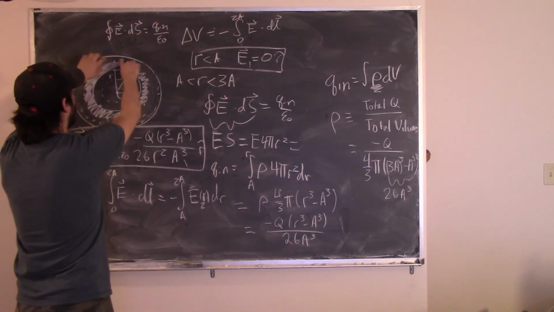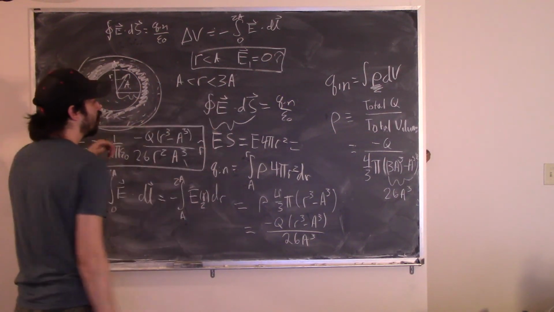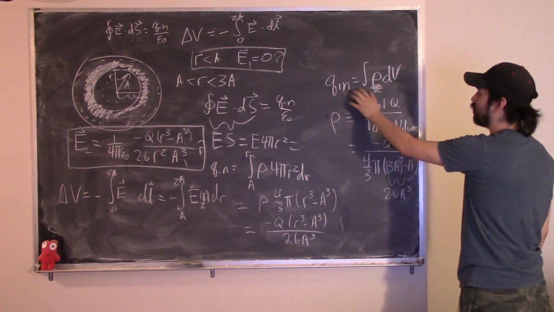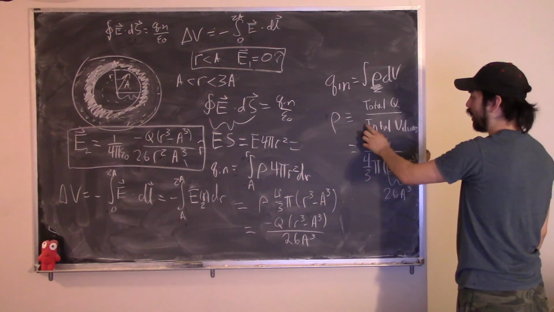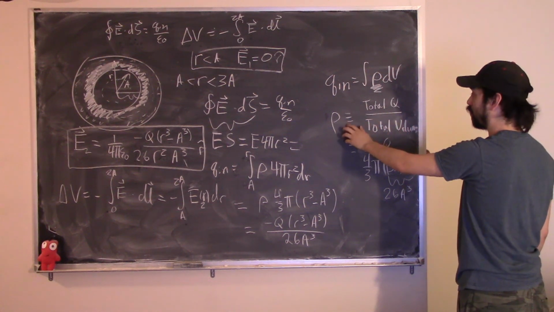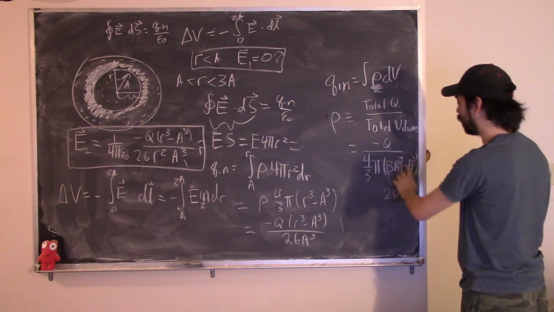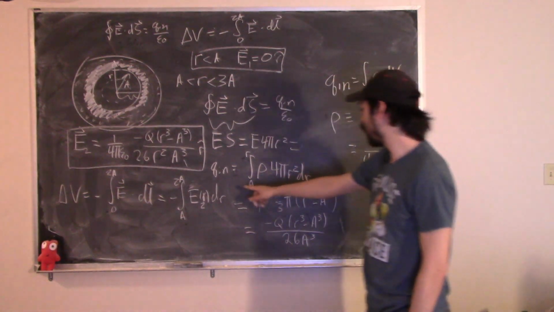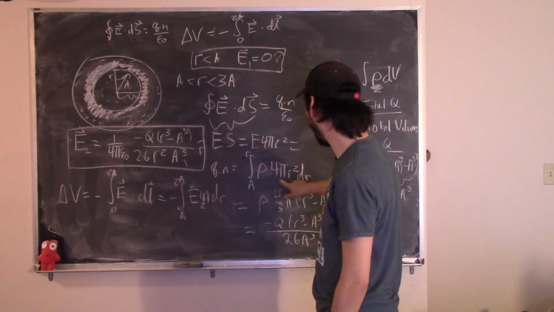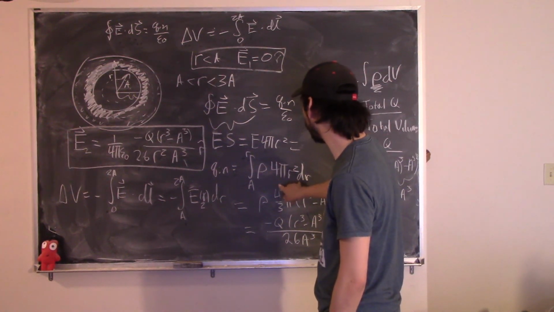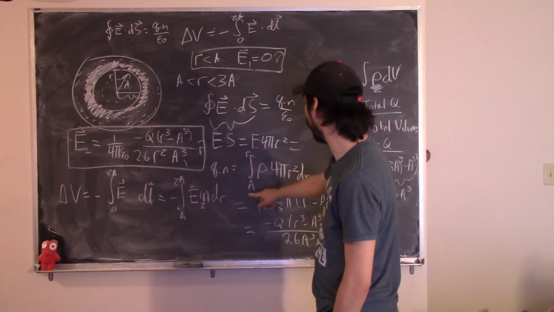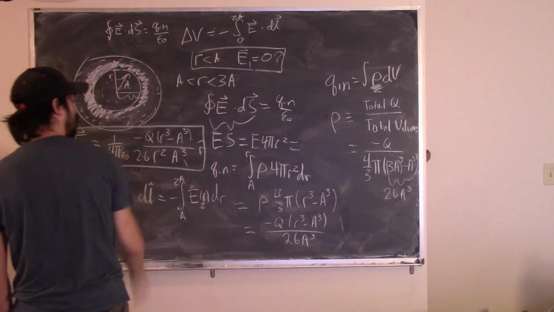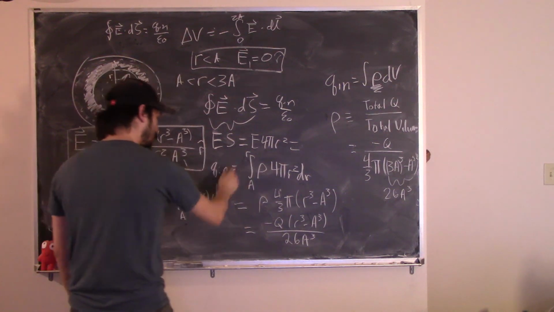When we apply Gauss's law in the region between a and 3a, we see that we need to calculate what q in is. And when we do that, we see that q in is equal to the integral of rho dV. Rho is going to be the total charge divided by the total volume. So this is how I'm getting rho right here. Then I can evaluate this integral using rho and dV in spherical coordinates. Really important part right here, the limits of integration are going to go from a to lowercase r, because that's where the charge is spread. I can do that integral.